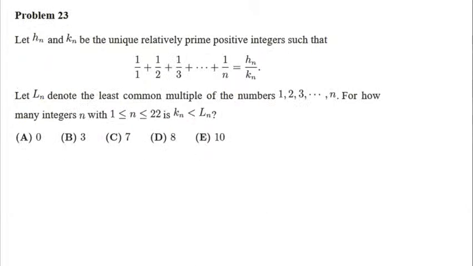We can work on AMC 12A 2022 problem number 23. Let Hn and Kn be the unique, relatively prime, positive integers such that 1 over 1 plus 1 over 2 plus 1 over 3 up to 1 over n equals Hn over Kn. Let Ln denote the least common multiple of the numbers 1 to n. For how many integers n from 1 to 22 is Kn less than Ln?